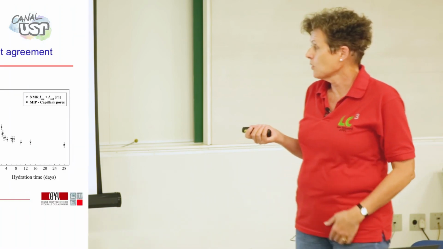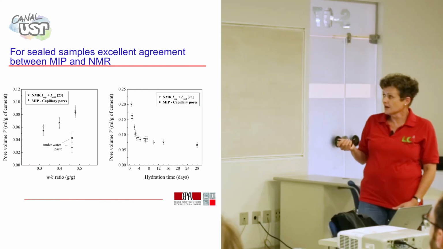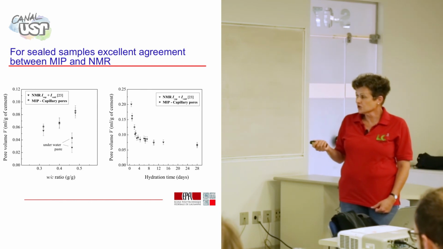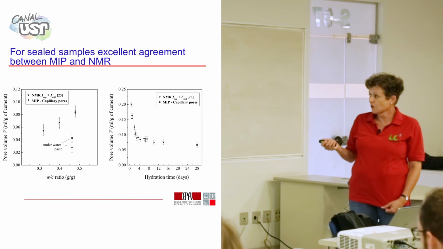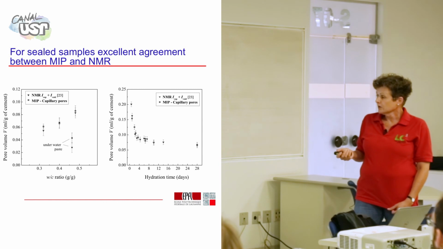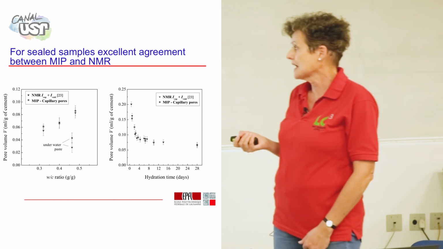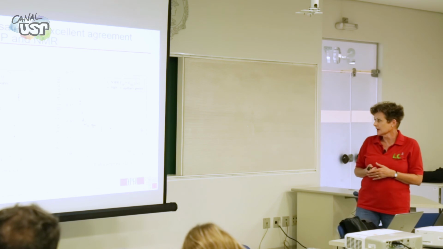And here in these plots, what you see is the capillary pores by NMR, plus the void space calculated from chemical shrinkage, and then MIP capillary pores. And here for a range of water cement ratios, 0.3, 0.4, 0.5, you can see it all agrees very, very closely. We didn't get quite such good agreement for the underwater cured, but we think there's a good reason for that, because we had quite different sample sizes in the two cases. And because it's difficult for water to get into all the pores, we think we might have had different things in the two cases.